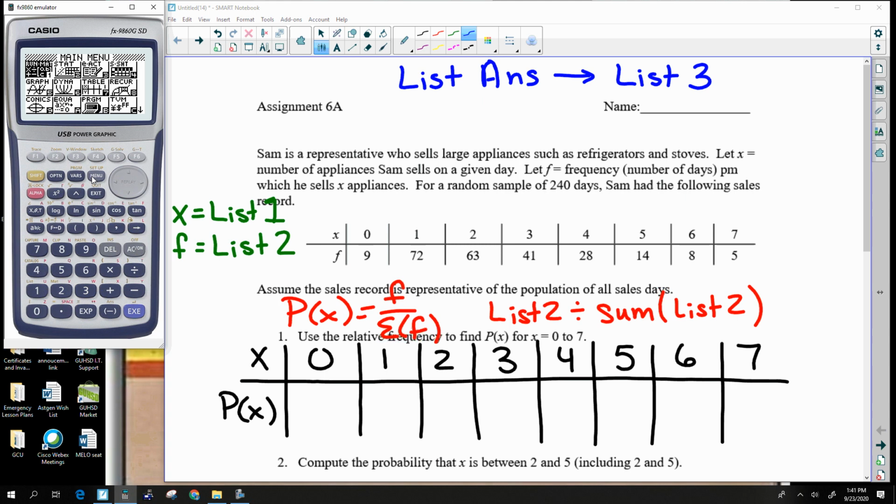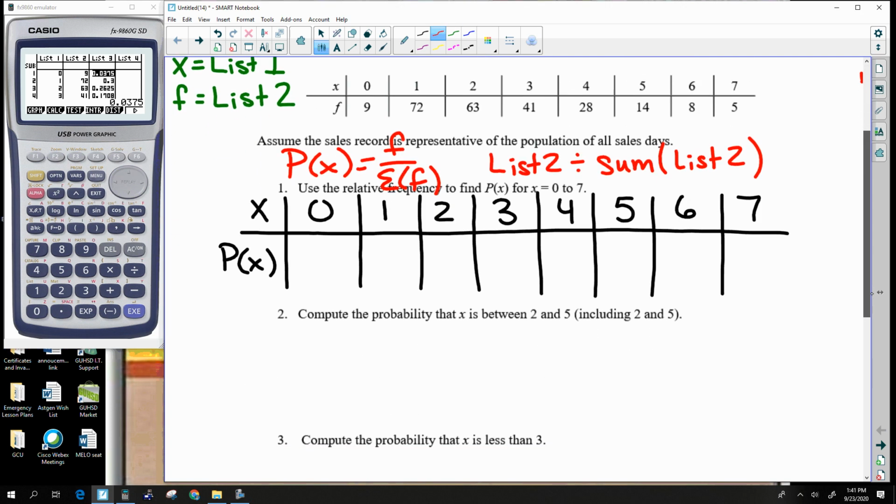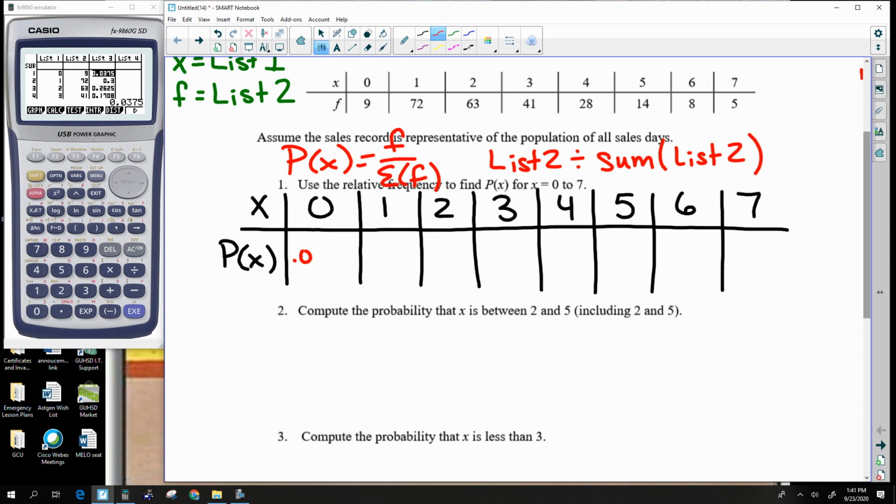Now when I go over to list 3, those are all the individual probabilities that I just created. So if I correspond this with list 1, these are the probabilities of those. So this is 0.0375, 0.3, 0.2625, 0.1708.